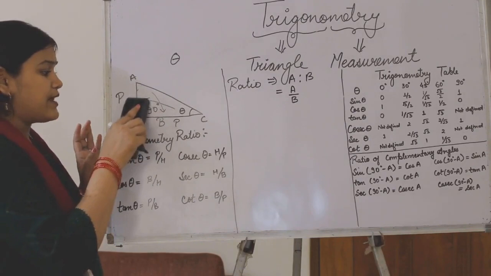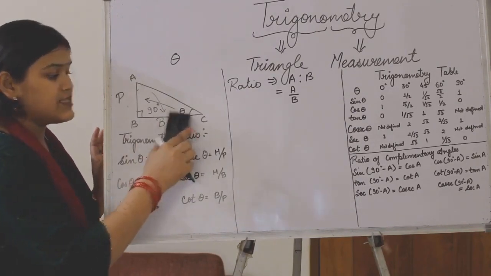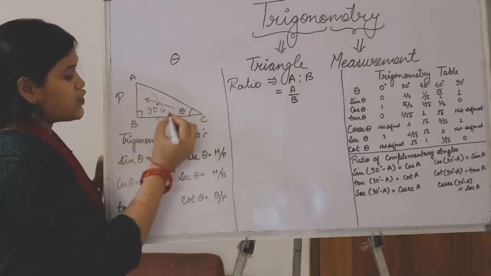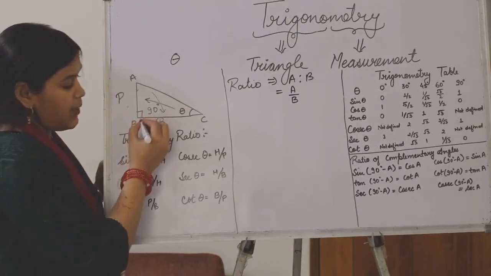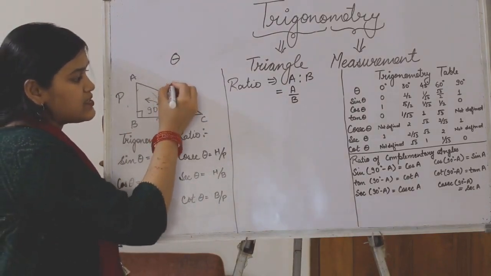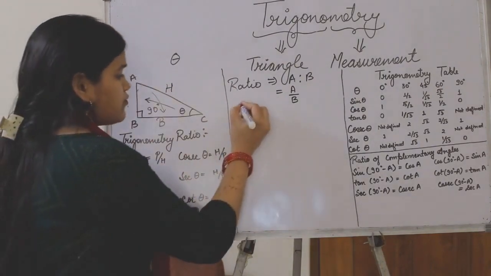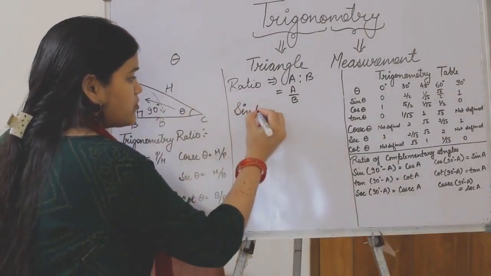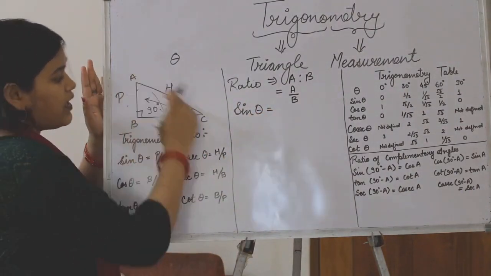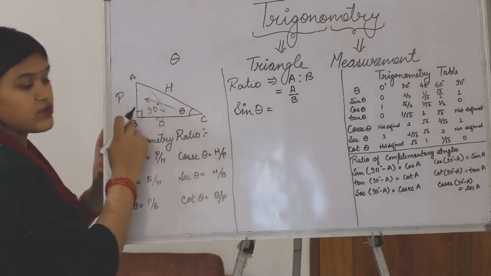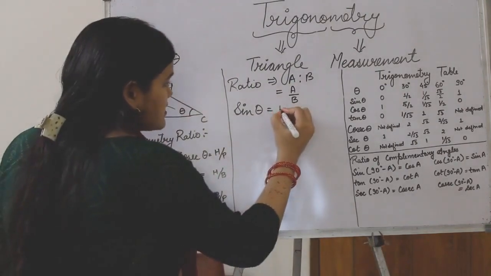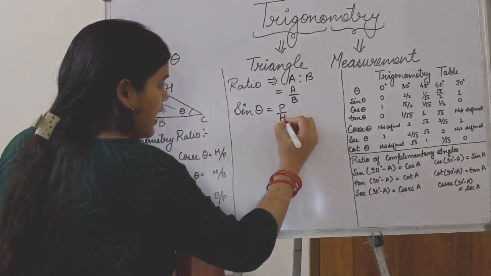Let me move on by considering angle C as theta. So, for sine theta, the ratio is perpendicular side upon hypotenuse. The side opposite to the 90 degree angle is known as hypotenuse. So, sine theta is equal to perpendicular upon hypotenuse. For theta, this side is known as perpendicular and this is hypotenuse. So, for sine theta, the formula is perpendicular upon hypotenuse.